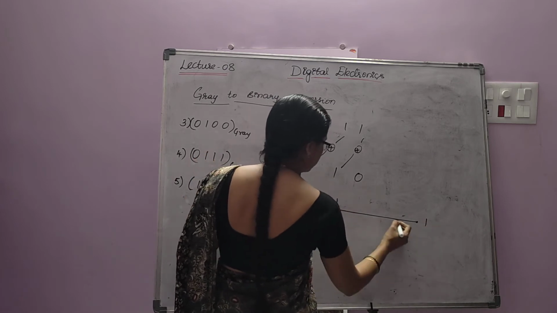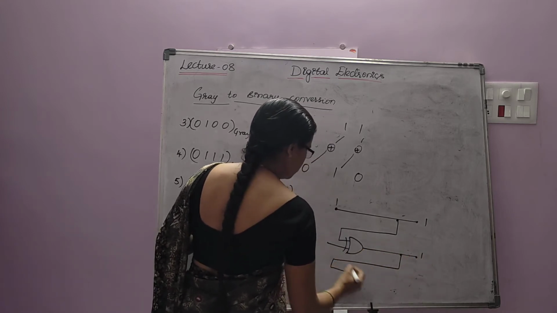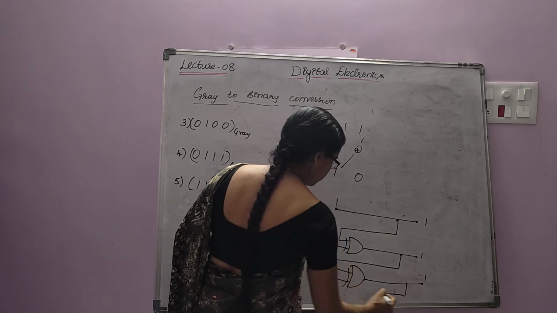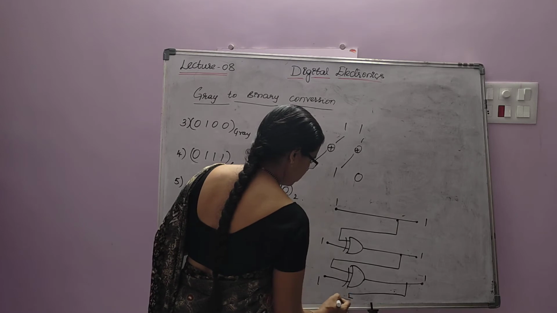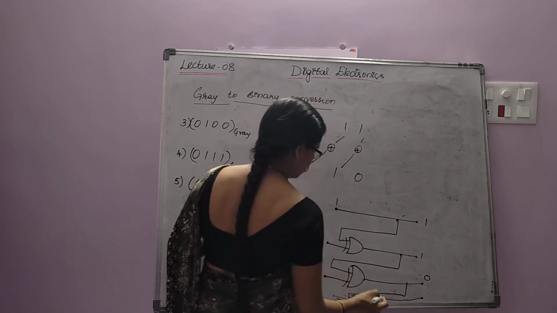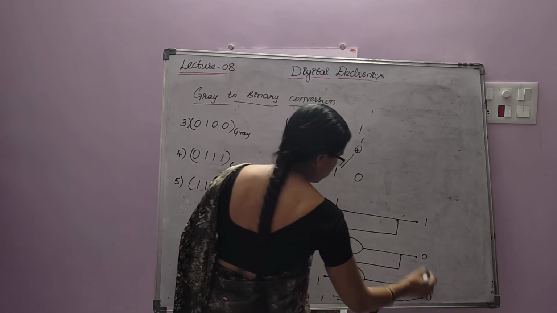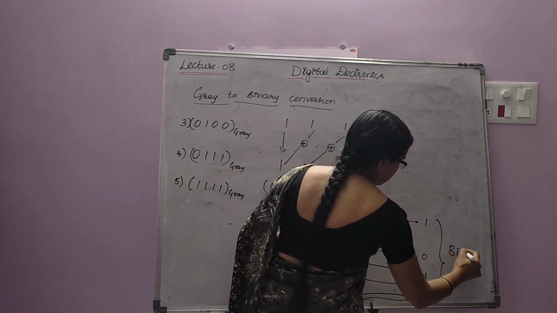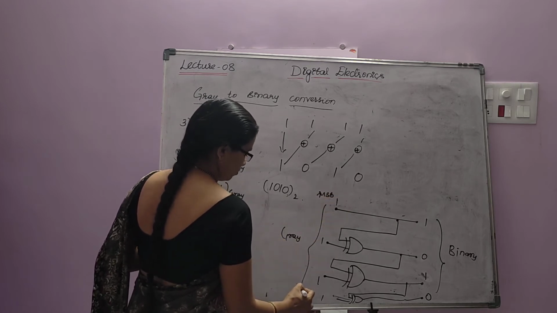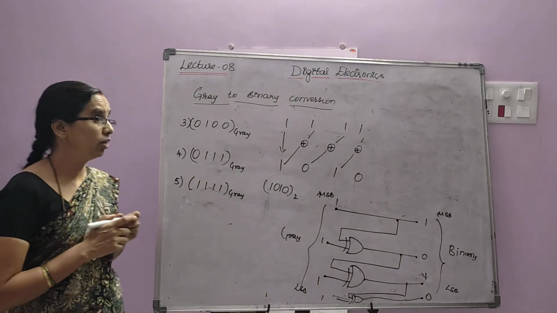It is 1, XOR with next one. It's 1. It is 0. 0 XOR with 1, it is 1. 1 XOR with 1, that is 0. 1 0 1 0 is our binary equivalent of gray 1111. So this is how we will convert the given gray codes into binary.